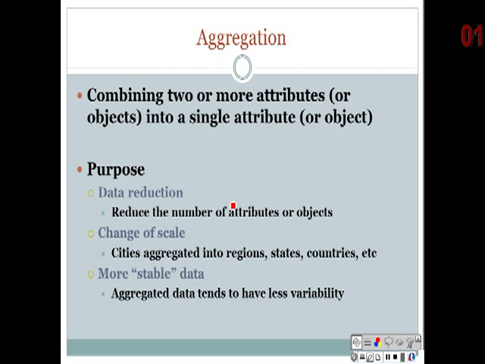And for example, we talked about reducing the number of attributes in the data. We gave this example about moving from city to region to state to country, so making it less detailed. Maybe we aggregate data tends to have less variability. Yes, this is true, just to make the data more stable when we don't have a lot of variability in the data, like for example this example above.